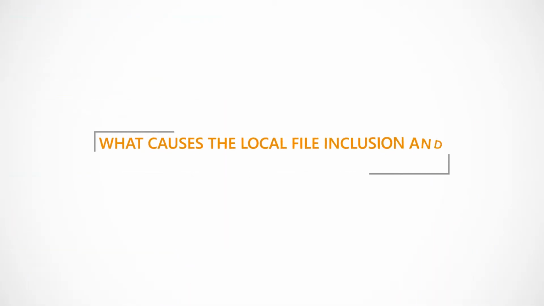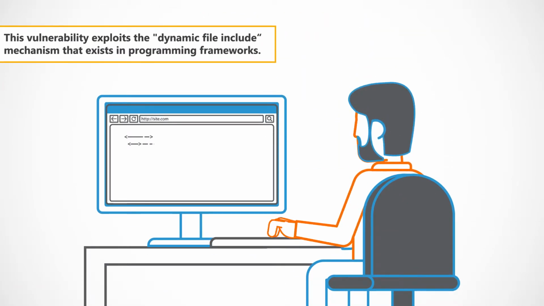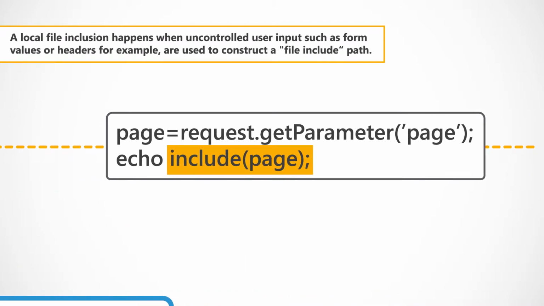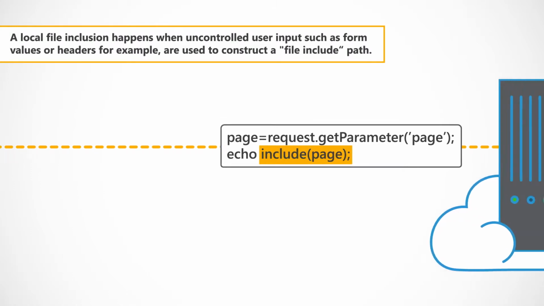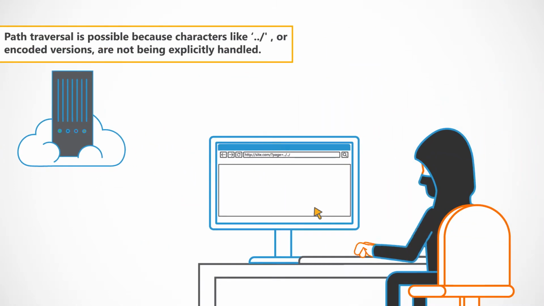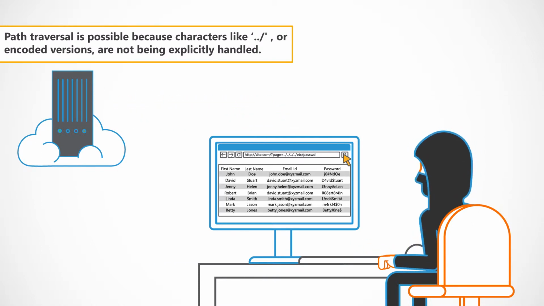What causes the local file inclusion and path traversal vulnerabilities? This vulnerability exploits the dynamic file include mechanism that exists in programming frameworks. A local file inclusion happens when uncontrolled user input, such as form values or headers, for example, are used to construct a file include path. Path traversal is possible because characters like dot dot slash or encoded versions are not being explicitly handled.